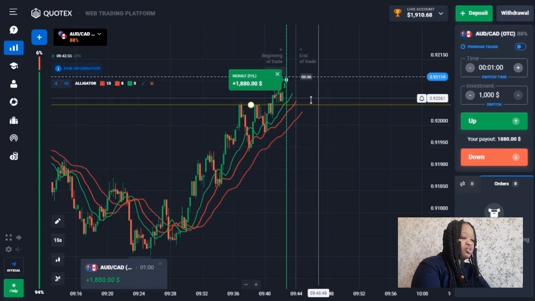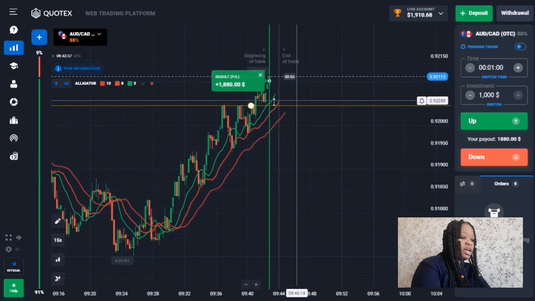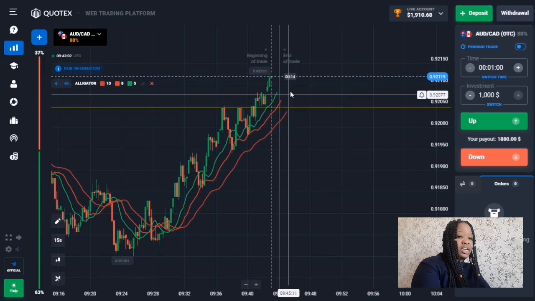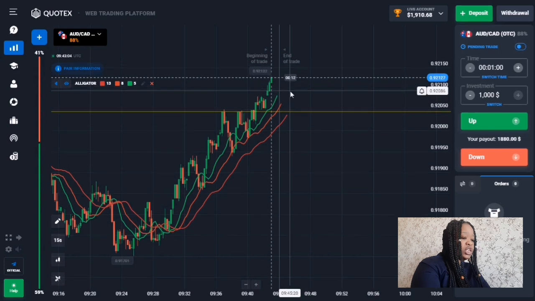So analyzing this trade, price rolled back down and moved high, and I've got my profit. And the indicator again really helped me. So let me continue trading.